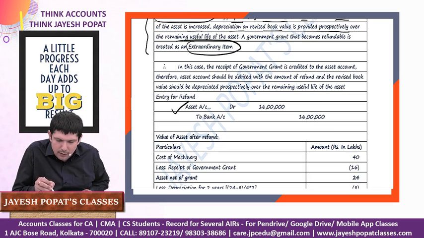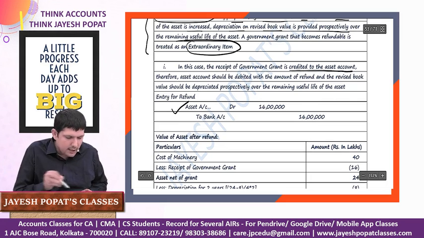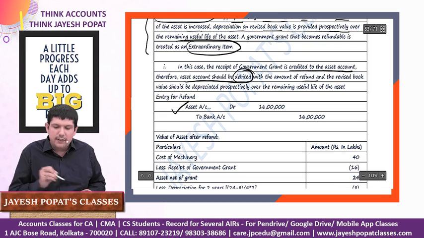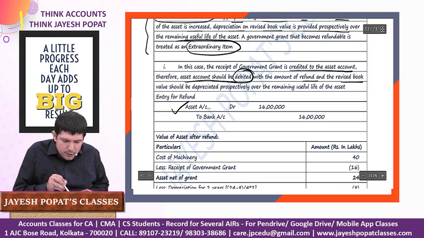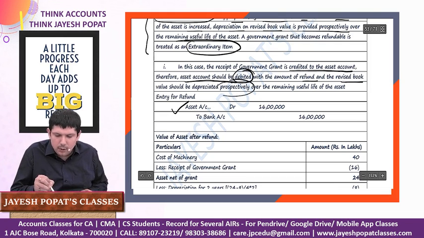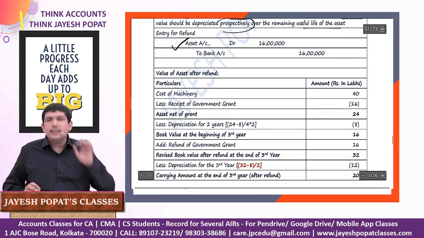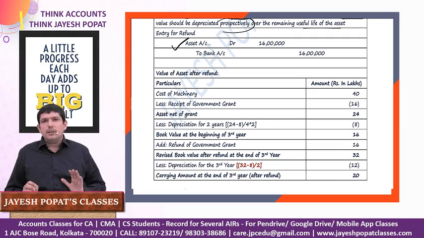In this case, the receipt of government grant is credited to the asset account. Therefore, the asset account should be debited when the amount of grant is refunded, and the revised book value should be depreciated prospectively over the remaining useful life of the asset. So here you will have to debit the asset account and credit the bank account. Let us look at the value of the asset.